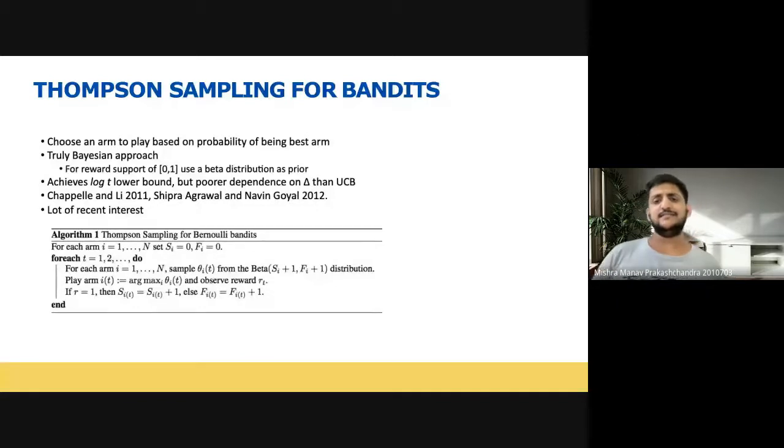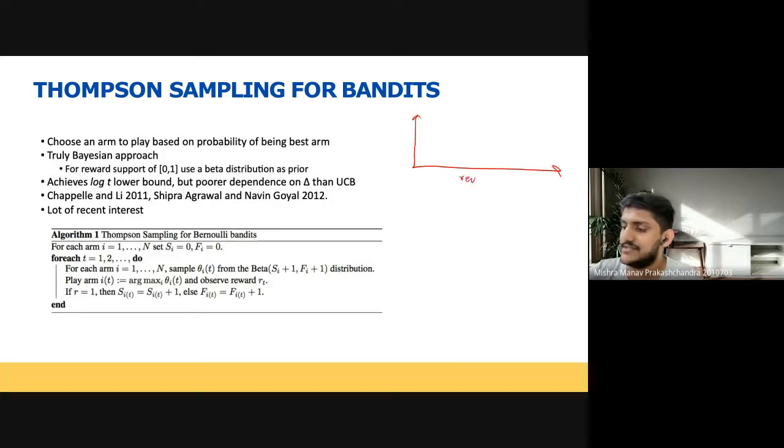Another method that people have been using in recent times is something known as Thompson sampling for bandits. What it does is it takes a Bayesian viewpoint into account, rather than the usual frequentist approach. So you basically make an assumption of the true estimate of the reward for each arm. Okay, so let's say this is the rewards and this is the Q values, the small q values.